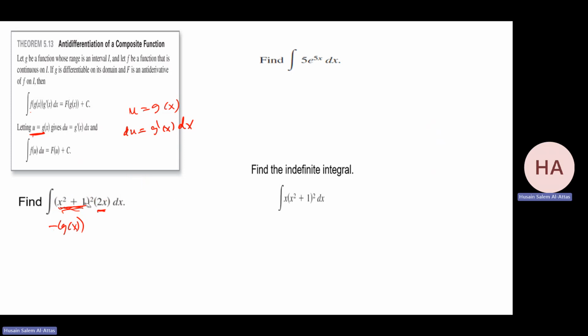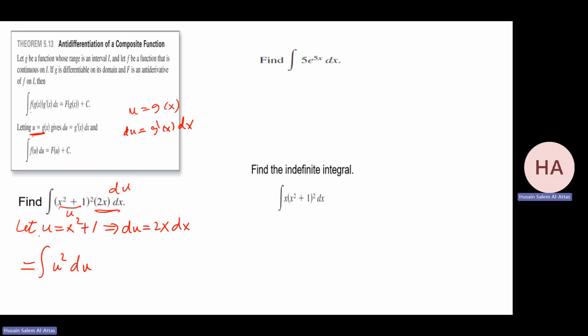This is the idea for the pattern, but I think the best way is always to make it with let. You say let u equal x squared plus 1, then du will be 2x dx. So this is your du, and this is your u. So the integral will be u squared du, which is easy to do now.